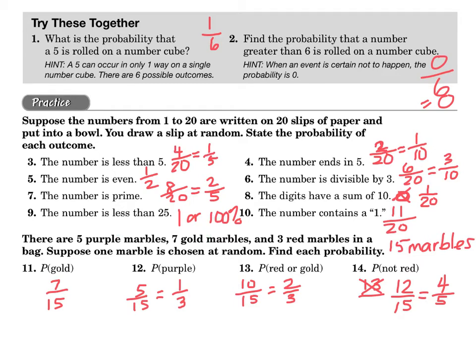All right, the number contains a 1. So that would be the number 1, the number 10, 11, 12, 13, 14, 15, 16, 17, 18, and 19. And that's a total of 11 possibilities out of 20, which cannot be simplified.